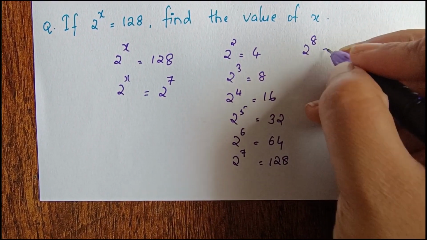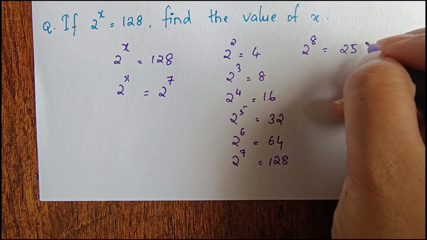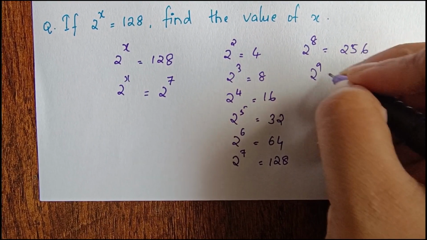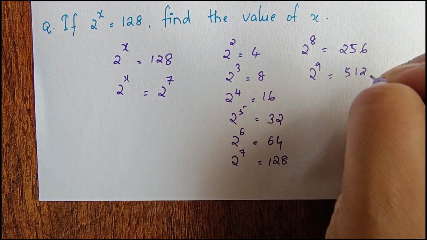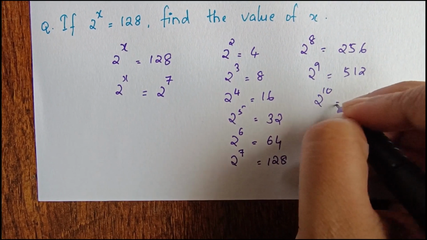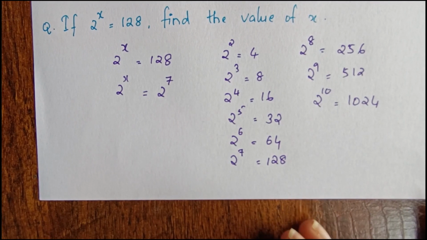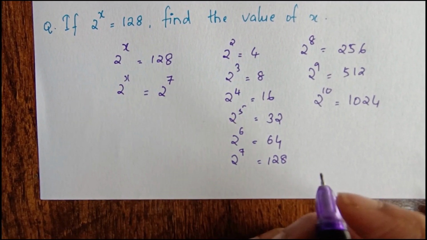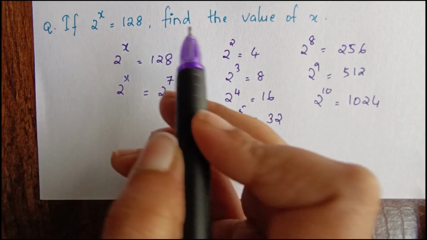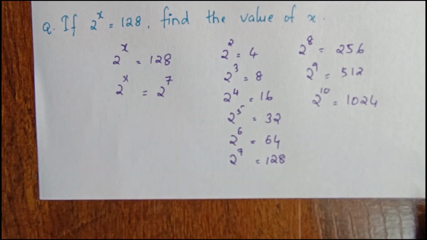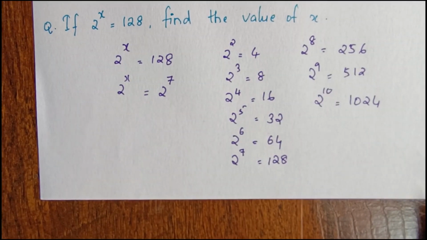2 raised to 8 is equal to 256. 2 raised to 9 is equal to 512. And 2 raised to 10 is equal to 1024. It's better you learn these values so that it becomes easier if you are dealing with much more complicated problems.